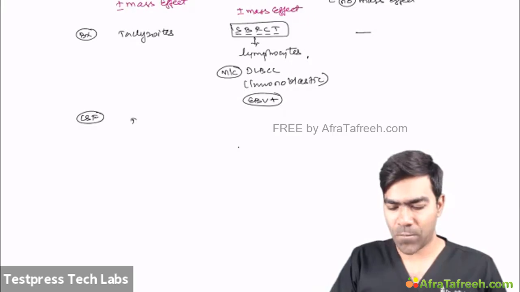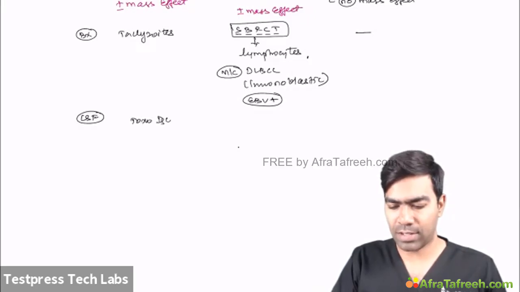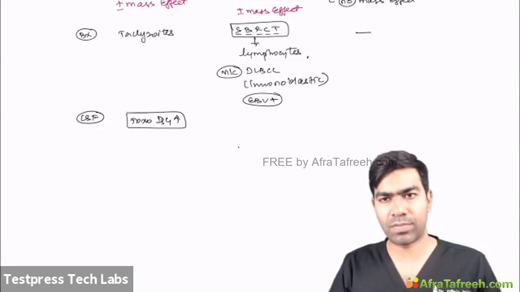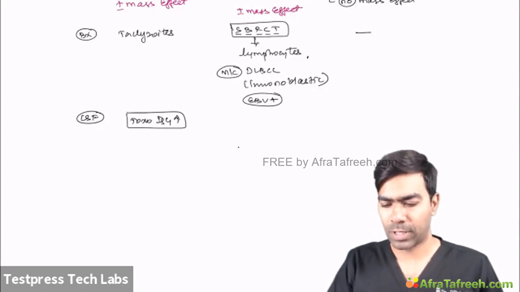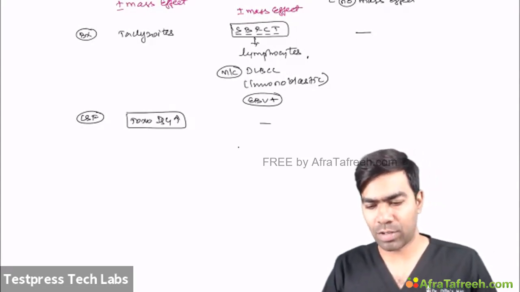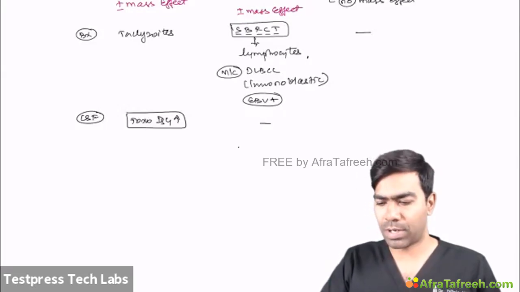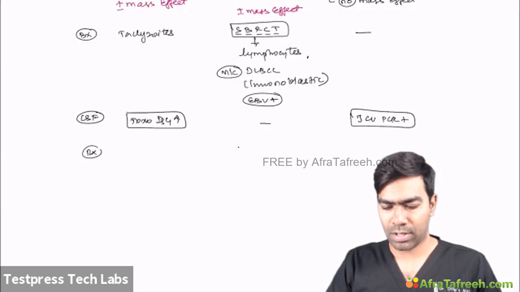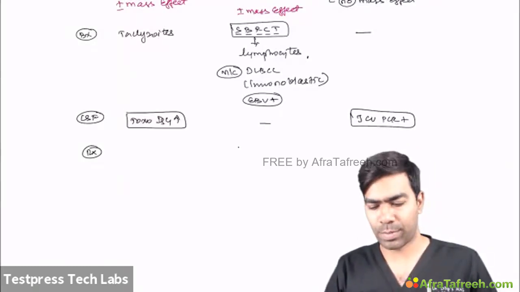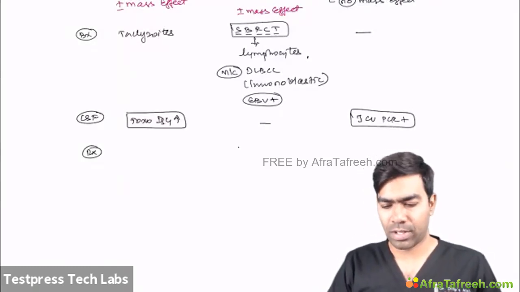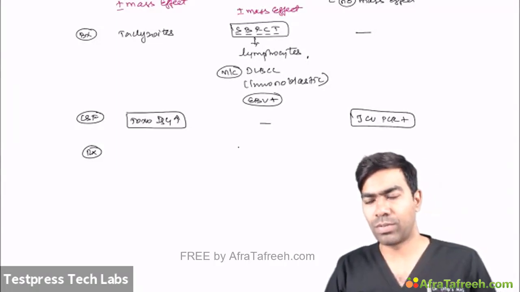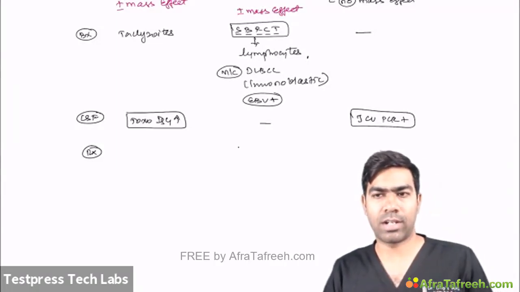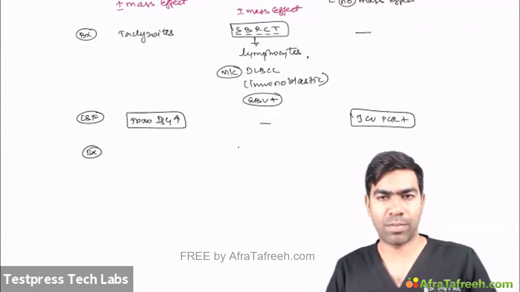In CSF, you can do a toxoplasma IgG, which can be elevated, which is reasonably specific for the diagnosis of toxoplasma. And you don't really see anything in the setting of a primary CNS lymphoma. But here you can look for the JC virus PCR, which will usually be positive in PML, progressive multifocal leukoencephalopathy. As far as treatment is concerned, here you're going to give the pyrimethamine and sulfamethoxazole combination.